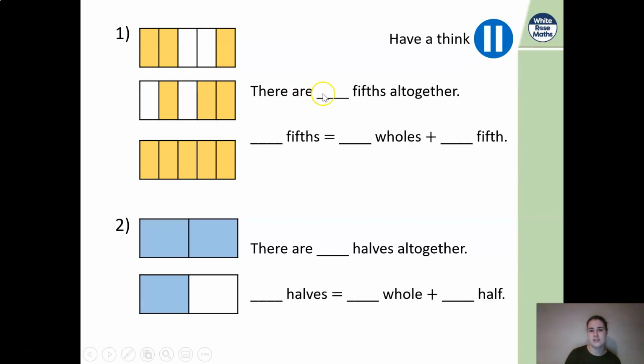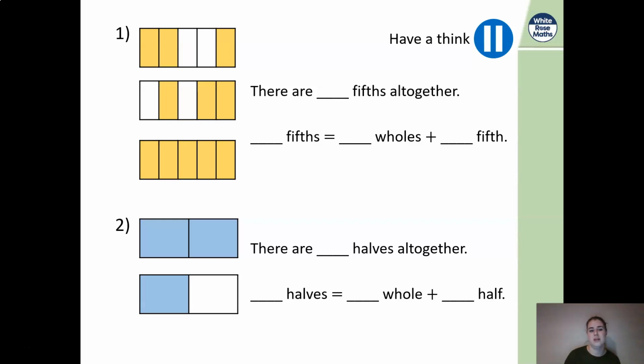So think about how many fifths there are altogether. So that's the ones that are shaded. Then you need to think, well, that number of fifths is the same as how many wholes. So how many whole lots of 5 can we fit along these ones? And the same goes for these 2 halves here. So see if you can pause the video and have a go at filling in the gaps.